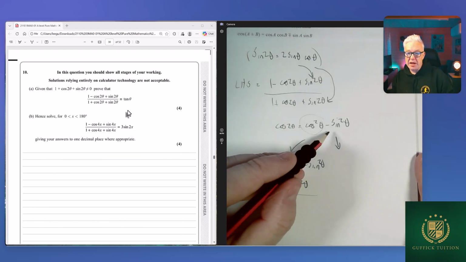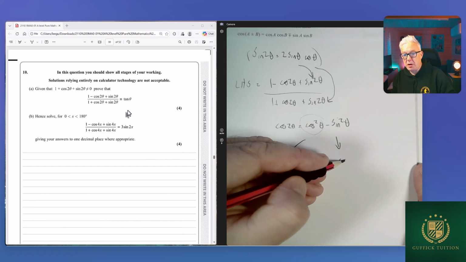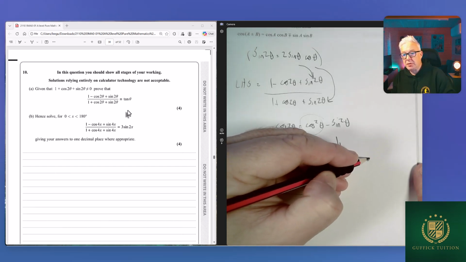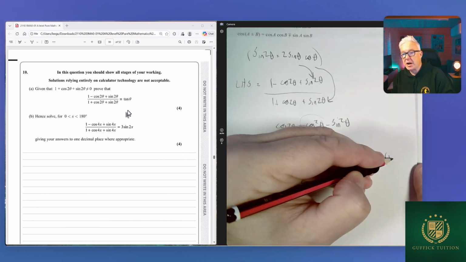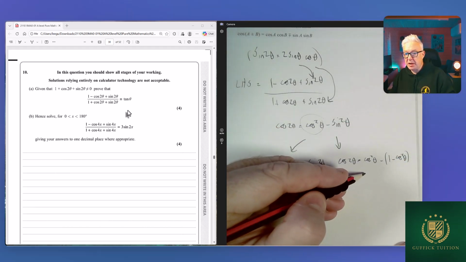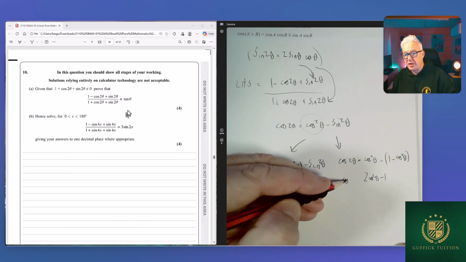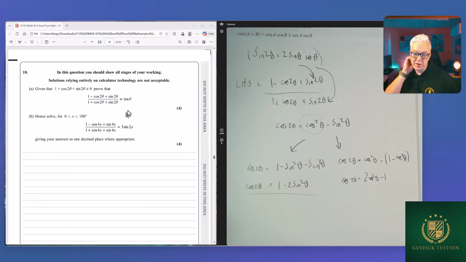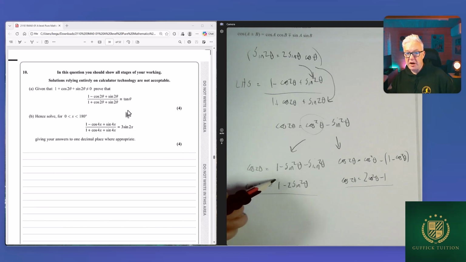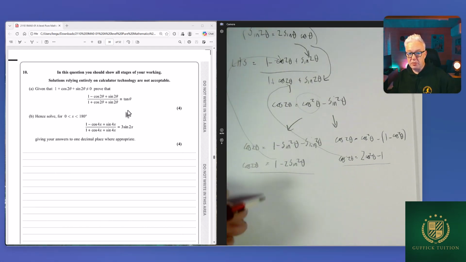This other one, we're going to replace the sine squared with 1 minus cos squared. So cos 2 theta is equal to cos squared theta minus, open brackets, 1 minus cos squared theta. Two minuses come together to make a plus, so that goes to 2 cos squared theta minus 1. So we have cos 2 theta equal to 2 lots of cos squared theta minus 1. We've got our two variants there. This sine variant is going to replace this one here in the numerator, and this cosine variant is going to replace that one in the denominator. So let's plug all of those in now.